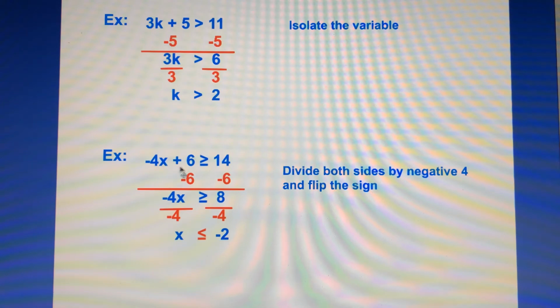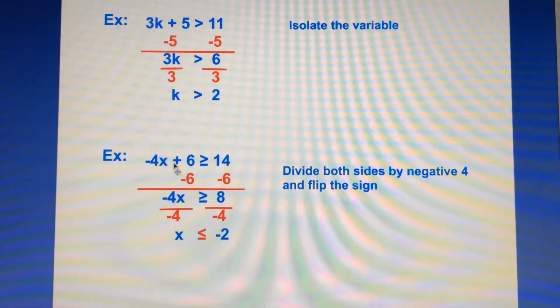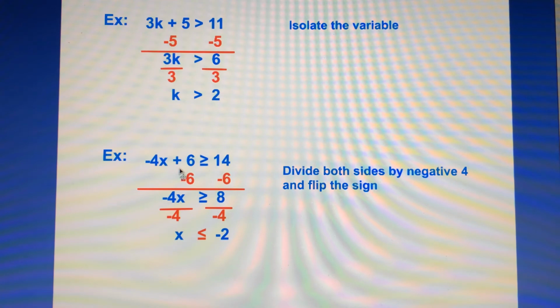Negative 4x plus 6 is greater than or equal to 14. You will start to notice that when the coefficient of the variable is negative, you're probably going to flip the sign. But let's start at the beginning. Get rid of plus 6. So I subtract 6 from both sides. I am left with negative 4x is greater than or equal to 8.